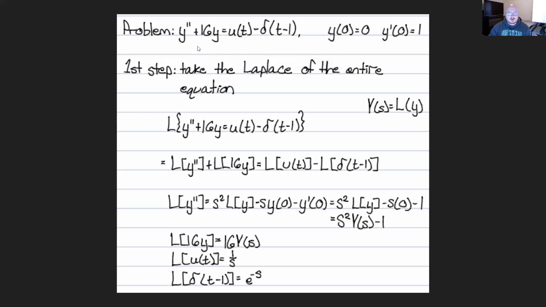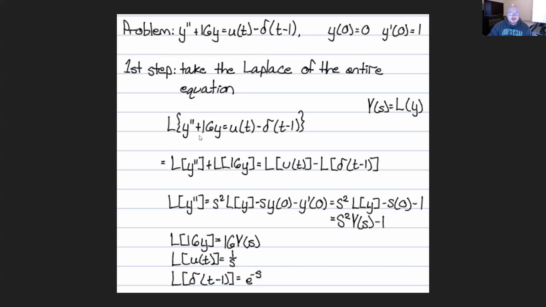All right, so we'll get right into the problem. We have y double prime plus 16y is equal to the unit step of t minus delta of t minus 1, and y of 0 is equal to 0, and y prime of 0 is equal to 1. The first step, we need to take the Laplace of the entire equation, so this entire thing right here.